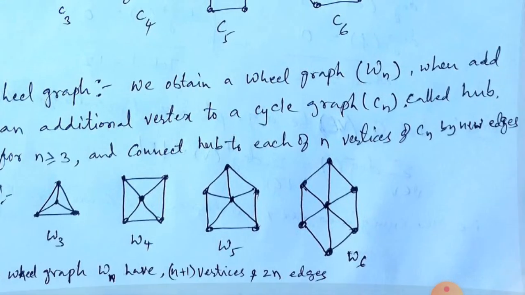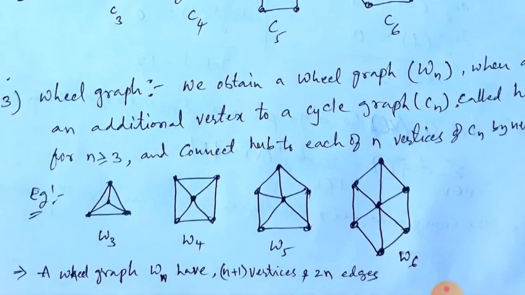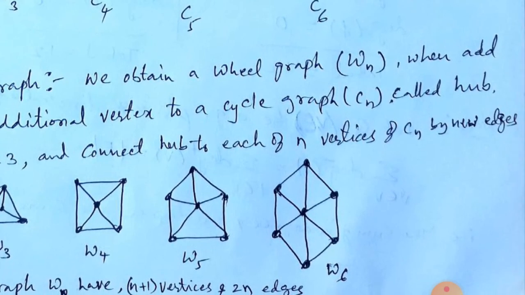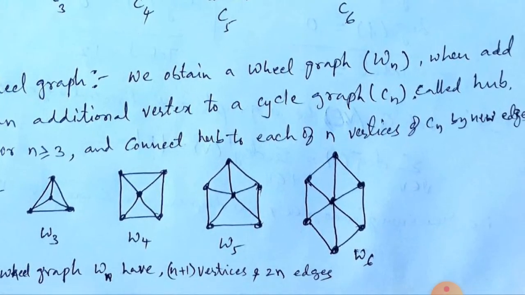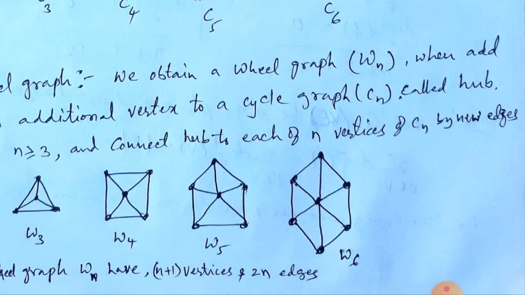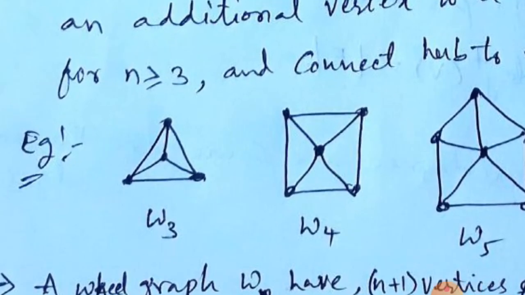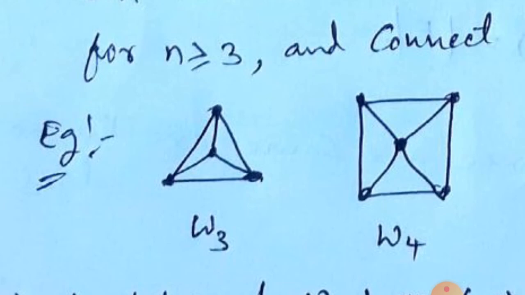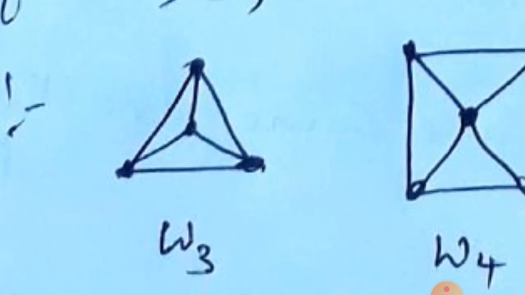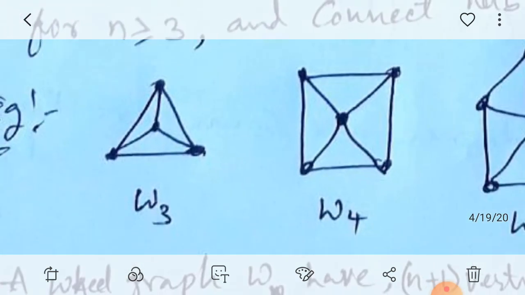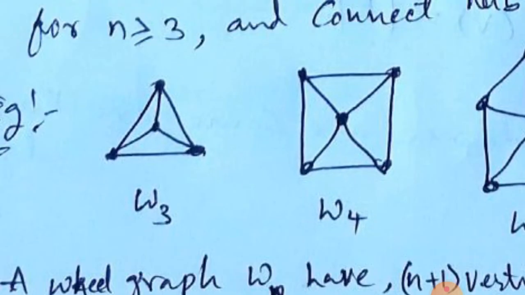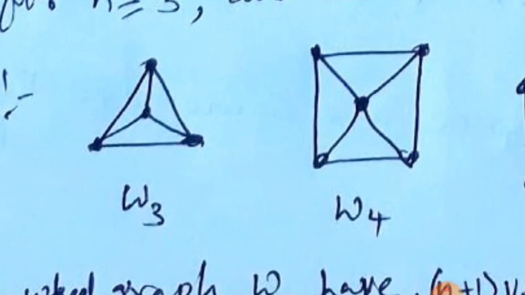The wheel graph Wn is denoted with this. It is formed by adding an additional vertex, called the hub, to a cycle graph Cn for n greater than or equal to 3 only, and connecting this hub to each of the n vertices of Cn by new edges. Now observe W3. C3 is there, for that add a hub, internal or external, and connect this vertex to each vertex. That is called W3, but W3 has 4 vertices. It came from C3, that's why we are denoting it with 3 only.